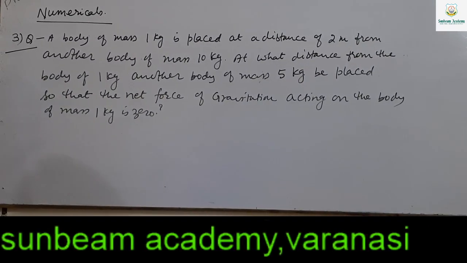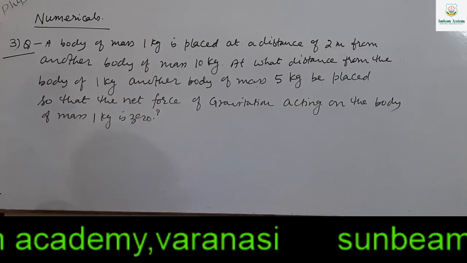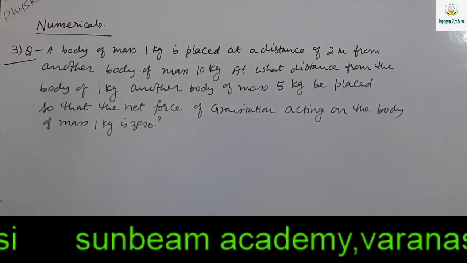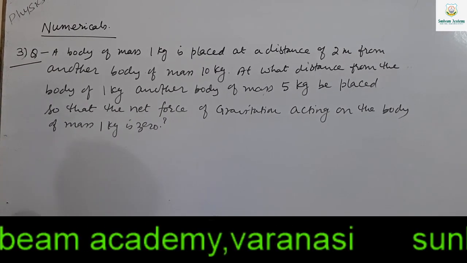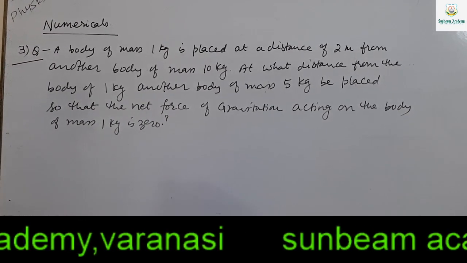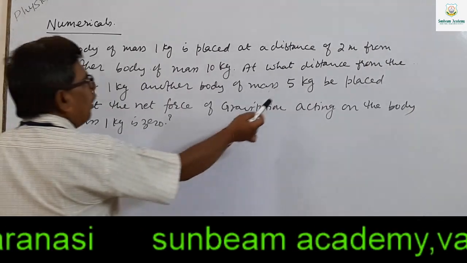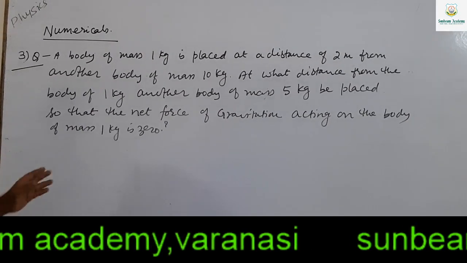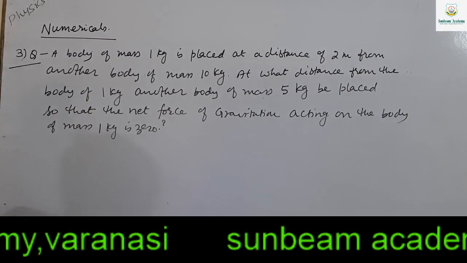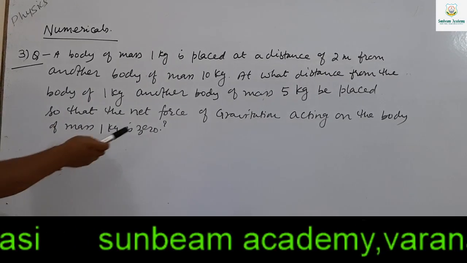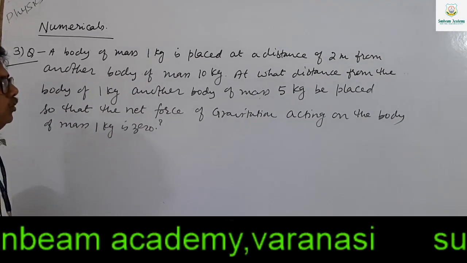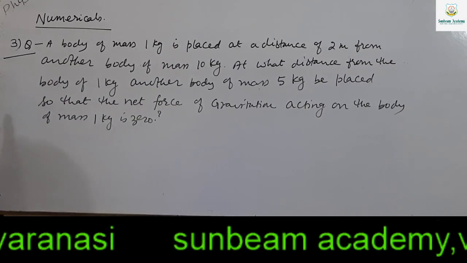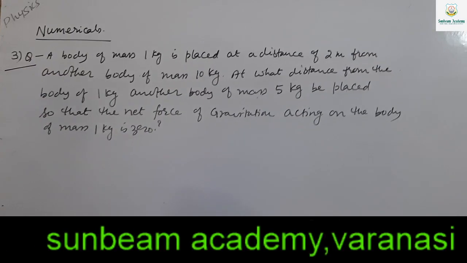Means here 3 objects are taken. One of mass 10 kg, another of mass 5 kg, another of mass 1 kg. At how much distance from the body of mass 1 kg should the third object be placed so that the gravitation force acting on mass 1 kg is 0? So let us see. We have to find out.